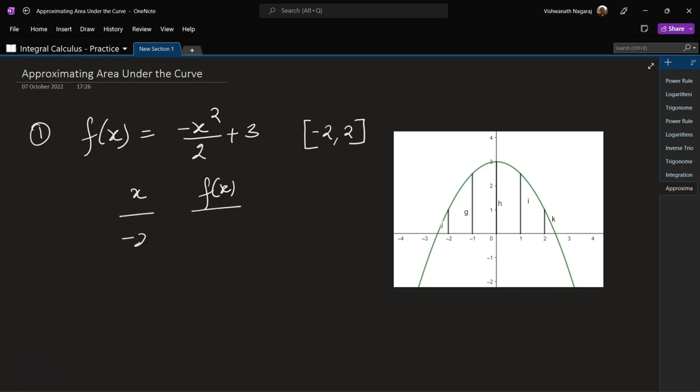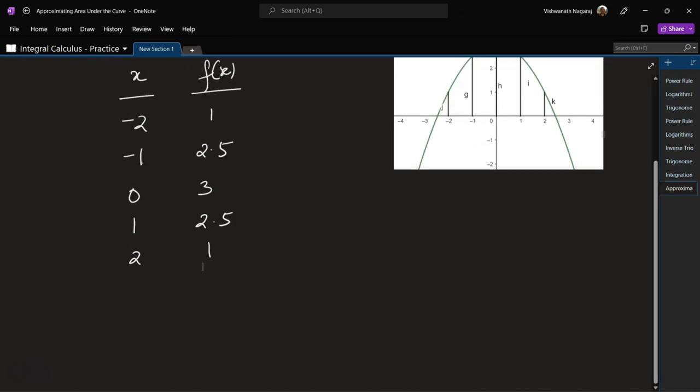So if it is minus 2, what will it be? Minus 2 square is 4, minus 4 by 2 is minus 2, minus 2 plus 3 is 1. Similarly, if it is minus 1, then this would be 2.5. If it is 0, it will be 3. If it is 1, 2.5. If it is 2, it would be 1. Okay, so we have these values. Now let's figure out the area approximately.